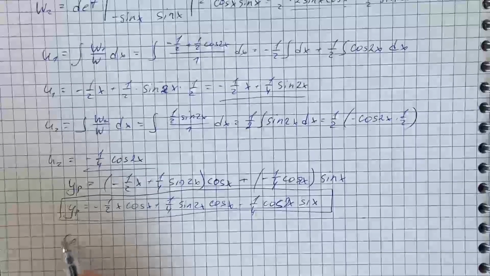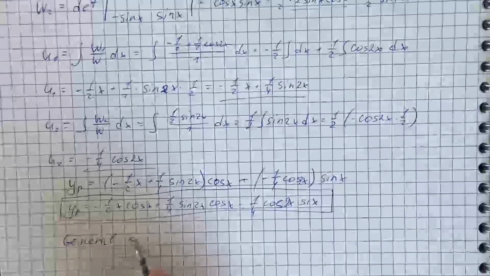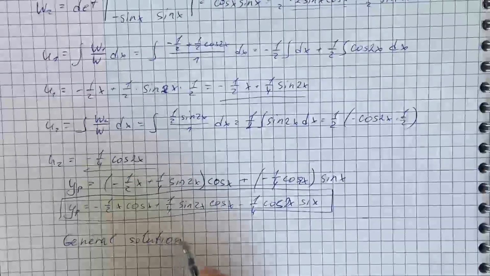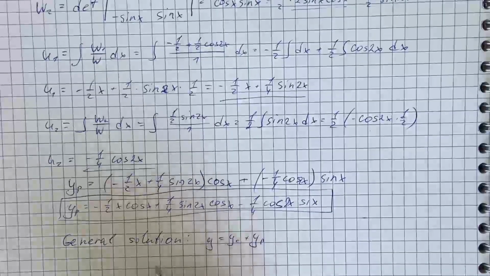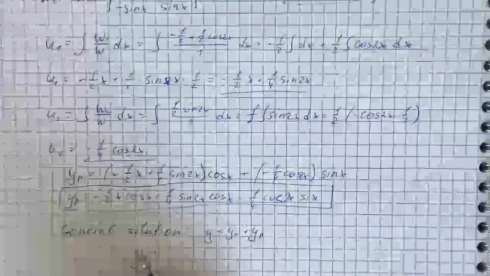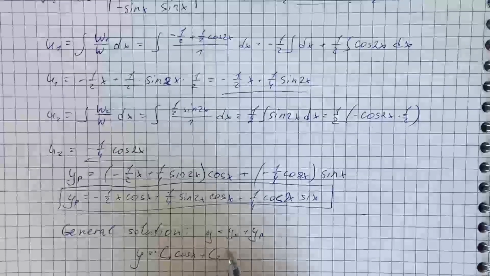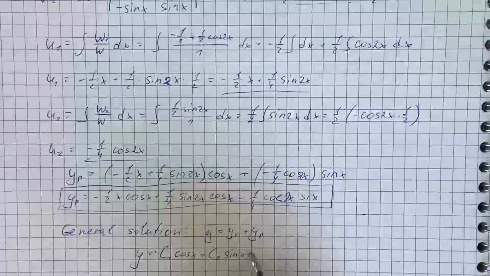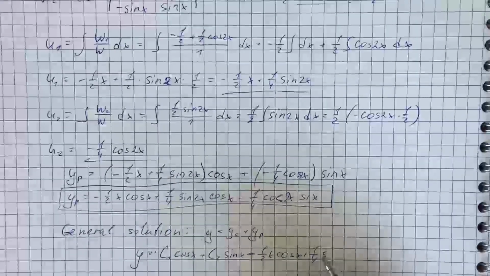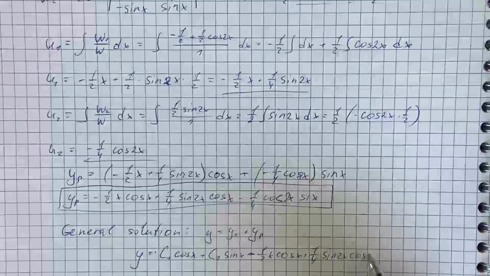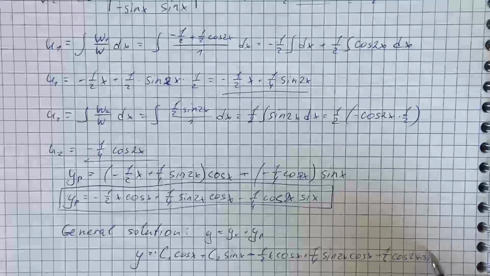The general solution is simply the sum of the complementary solution and the particular solution. So the general solution is y equals c1 cosine of x plus c2 sine of x minus 1/2 x cosine of x plus 1/4 sine of 2x cosine of x and minus 1/4 cosine of 2x sine of x.